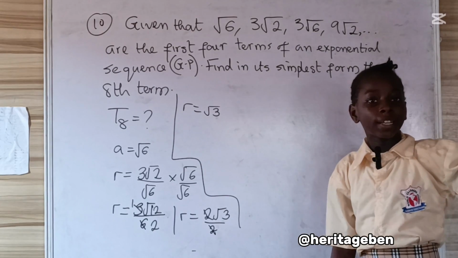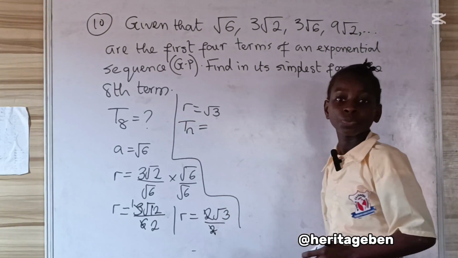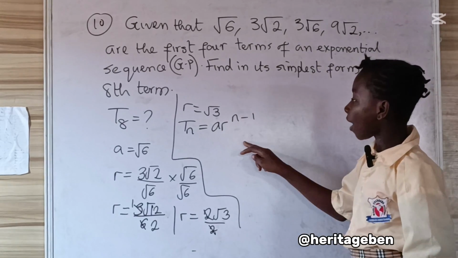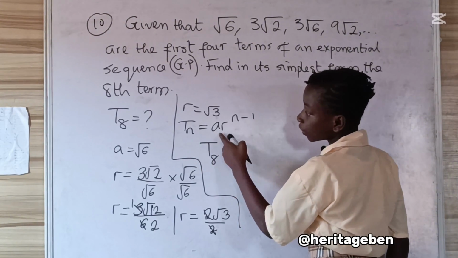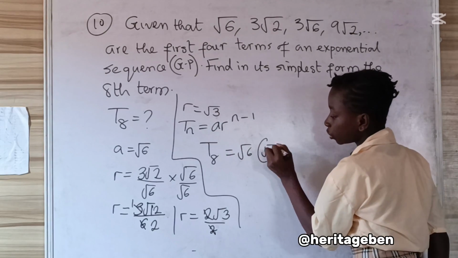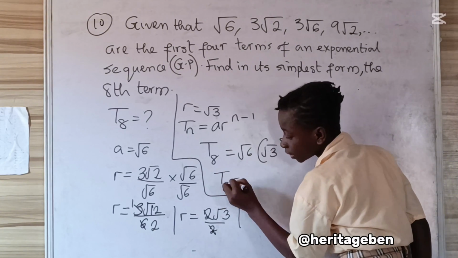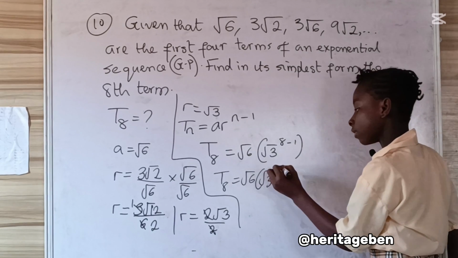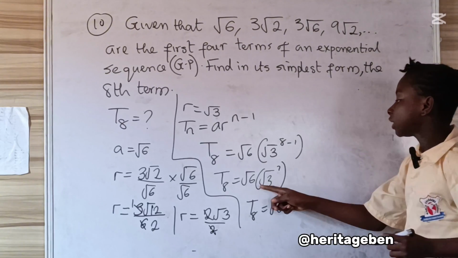Now, who can tell me our formula? Tn is equal to a r raised to the power n minus 1. So this is our formula. So we have to find the T8 term. So T8 is equal to the first term, root 6, multiplied by the common ratio, root 3, raised to the power of 8 minus 1. So T8 is equal to root 6 open bracket root 3. 8 minus 1 is what? 7. So T8 is equal to root 6 times root 3 raised to the power 7.